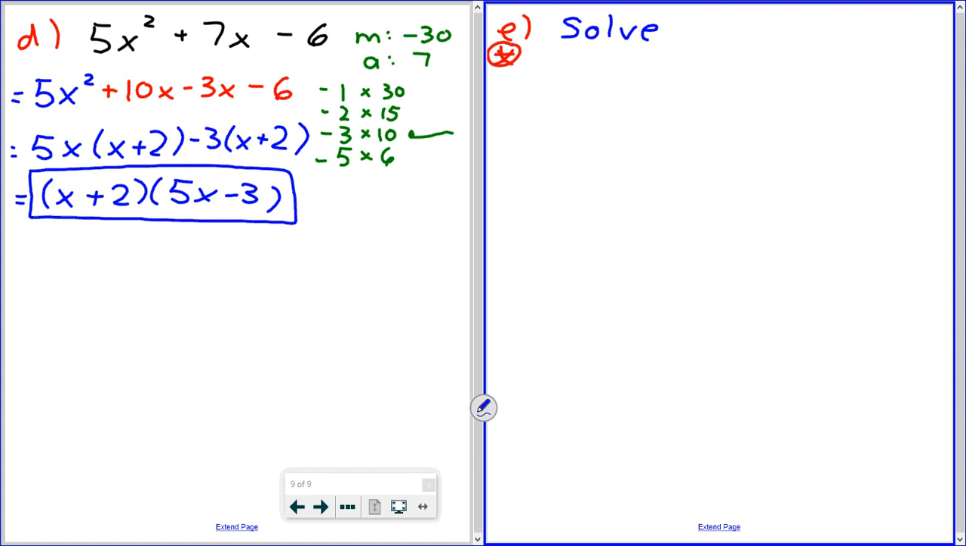Solve, oh, here's one. 10x squared plus 9x minus 9 equals 0. Okay. So we'll go through this in the class here. Step 1 is to factor, so you guys can try that. Okay? So step 1 is going to be factor.